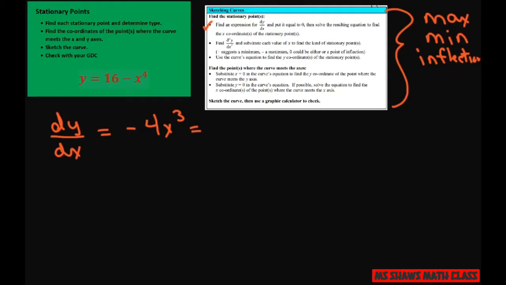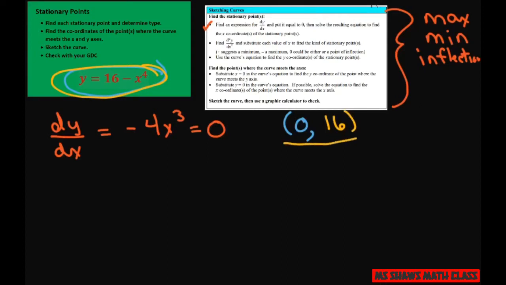Now set that to 0 because we're trying to find the gradient, the tangent line, and we get x is 0. Now when x is 0, you plug that 0 in here to see what your y value would be. That would be 16. So this is what we're looking at. We're just looking at one point. Is it a maximum, a minimum, or an inflection point?